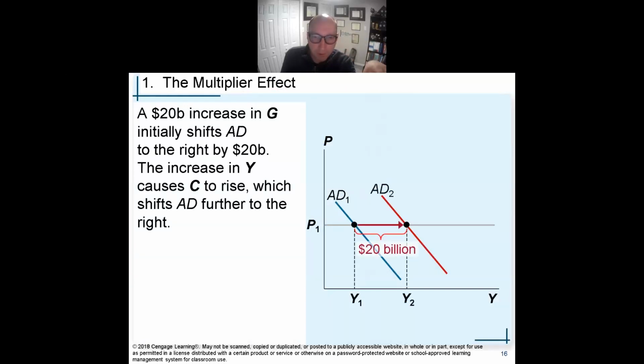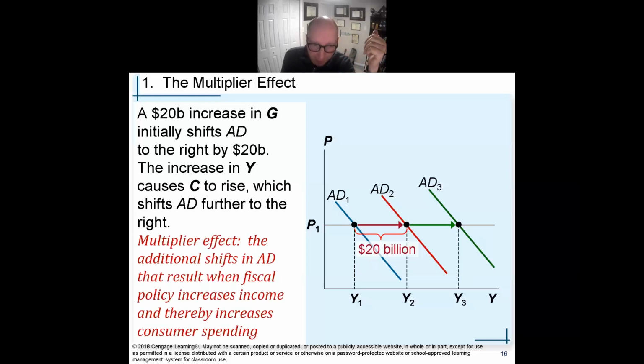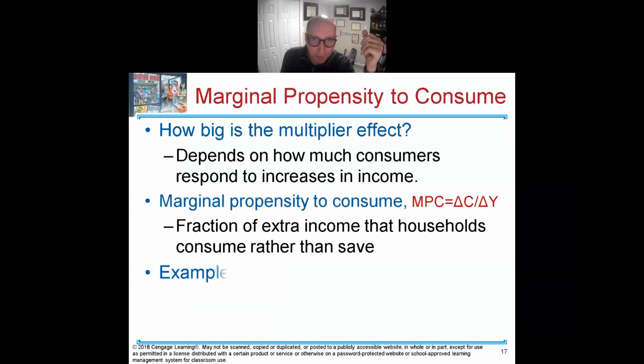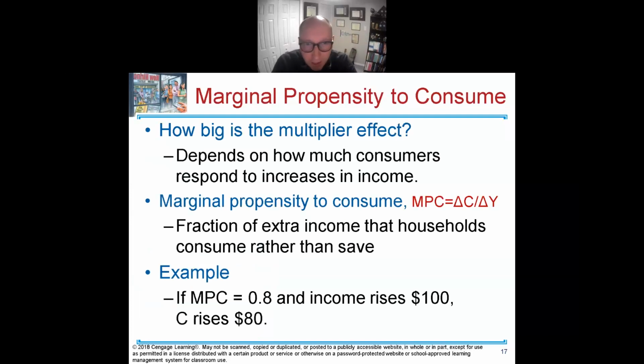Government spends money on a contract. The company that has the government contract employs more people. Those people are paid salaries. They spend those salaries in the local economy. We call that the multiplier effect. How big does the multiplier effect get? It depends. It depends on the amount of money that the government's spending.